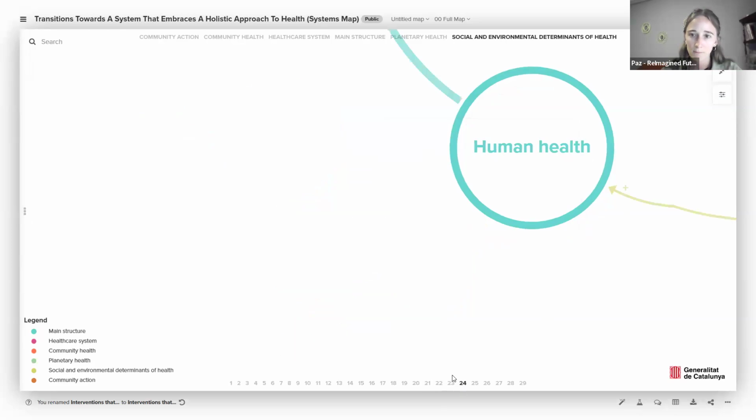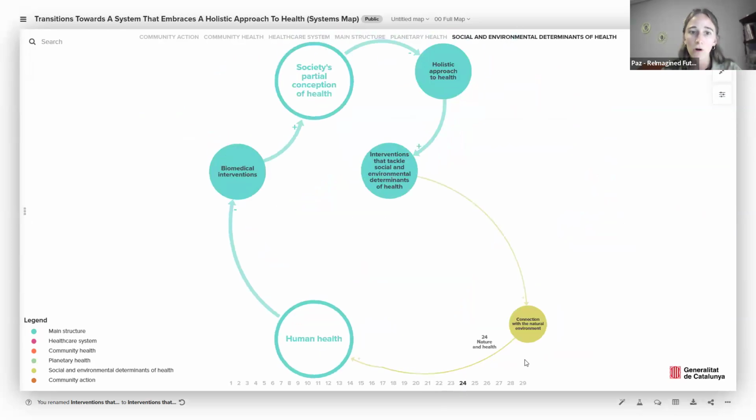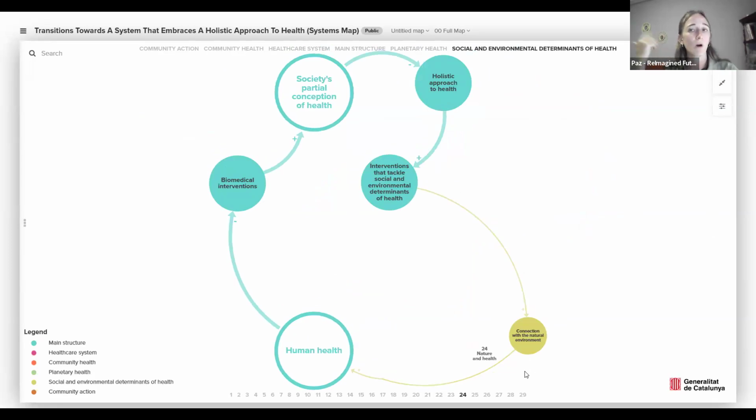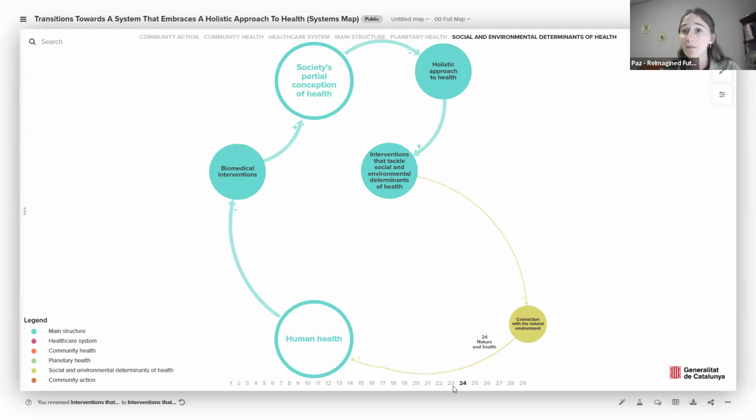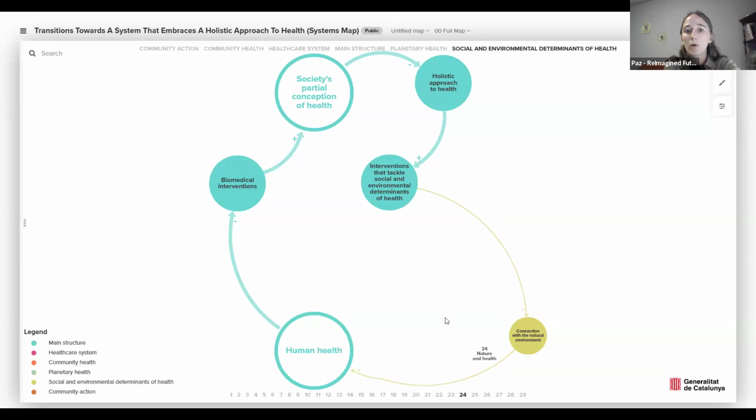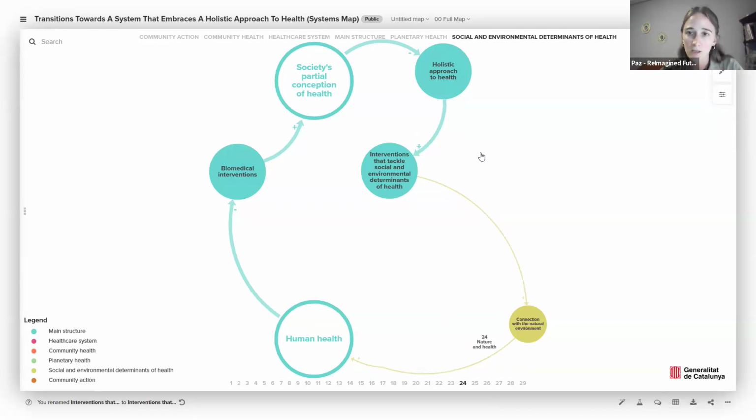And then, for example, loop number 24 describes how the health promoting role of nature is often underappreciated, as well as urban planning or the working conditions or the living conditions also. And this narrow view of nature's role in people's health often leads to missed opportunities for prevention and reinforces the dependence on biomedical interventions. That's what this region explains.